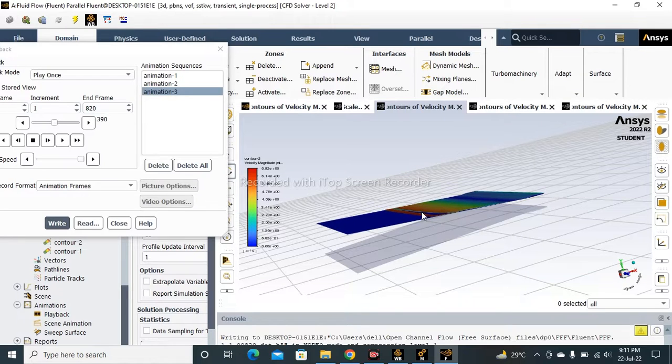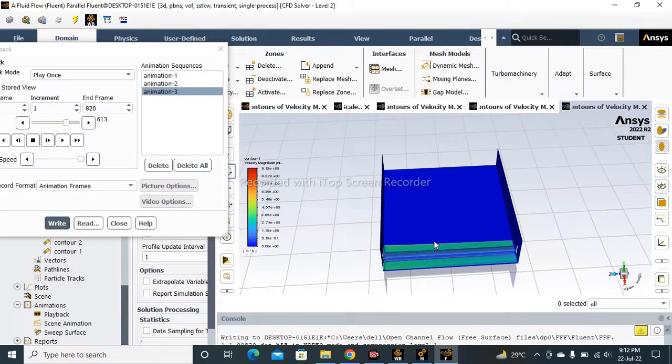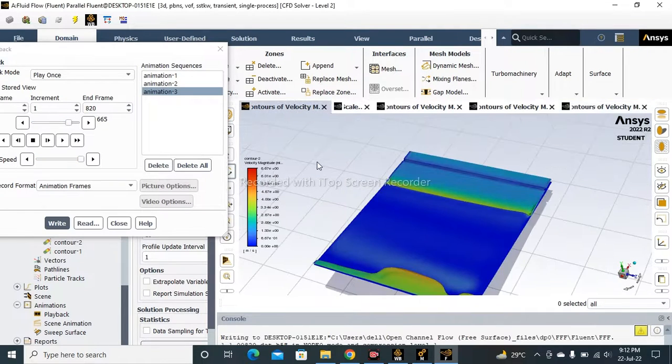You can see the wave is generating and moving towards this end. So look at this contour. Similarly, we can also see this contour, and this one.